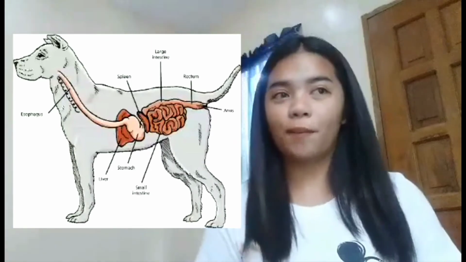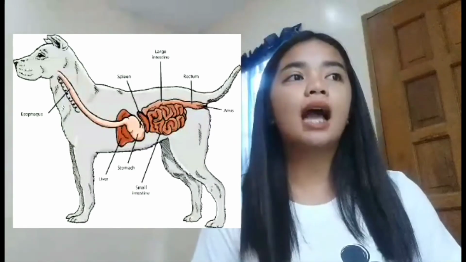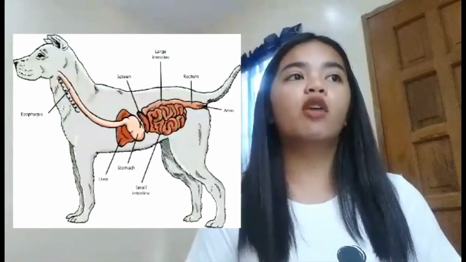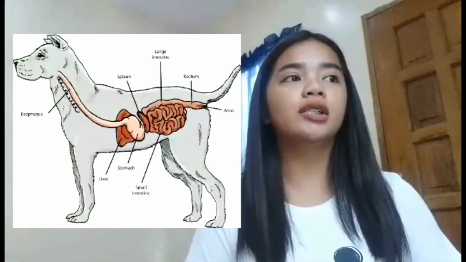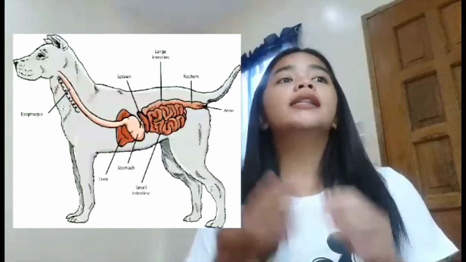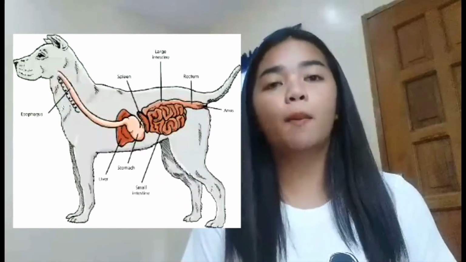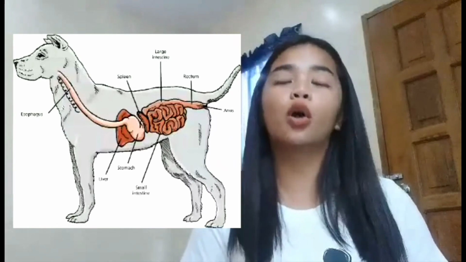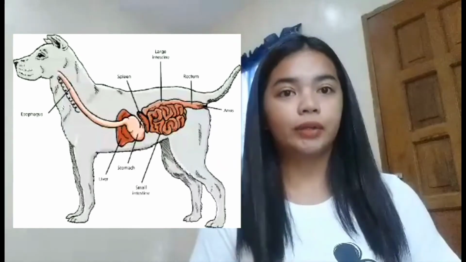Next is the stomach. The dog's stomach is a sac-like structure designed to store large volumes of food and continue the digestive process. The esophagus carries food to the stomach, where it enters via a valve-like structure called the cardiac sphincter.